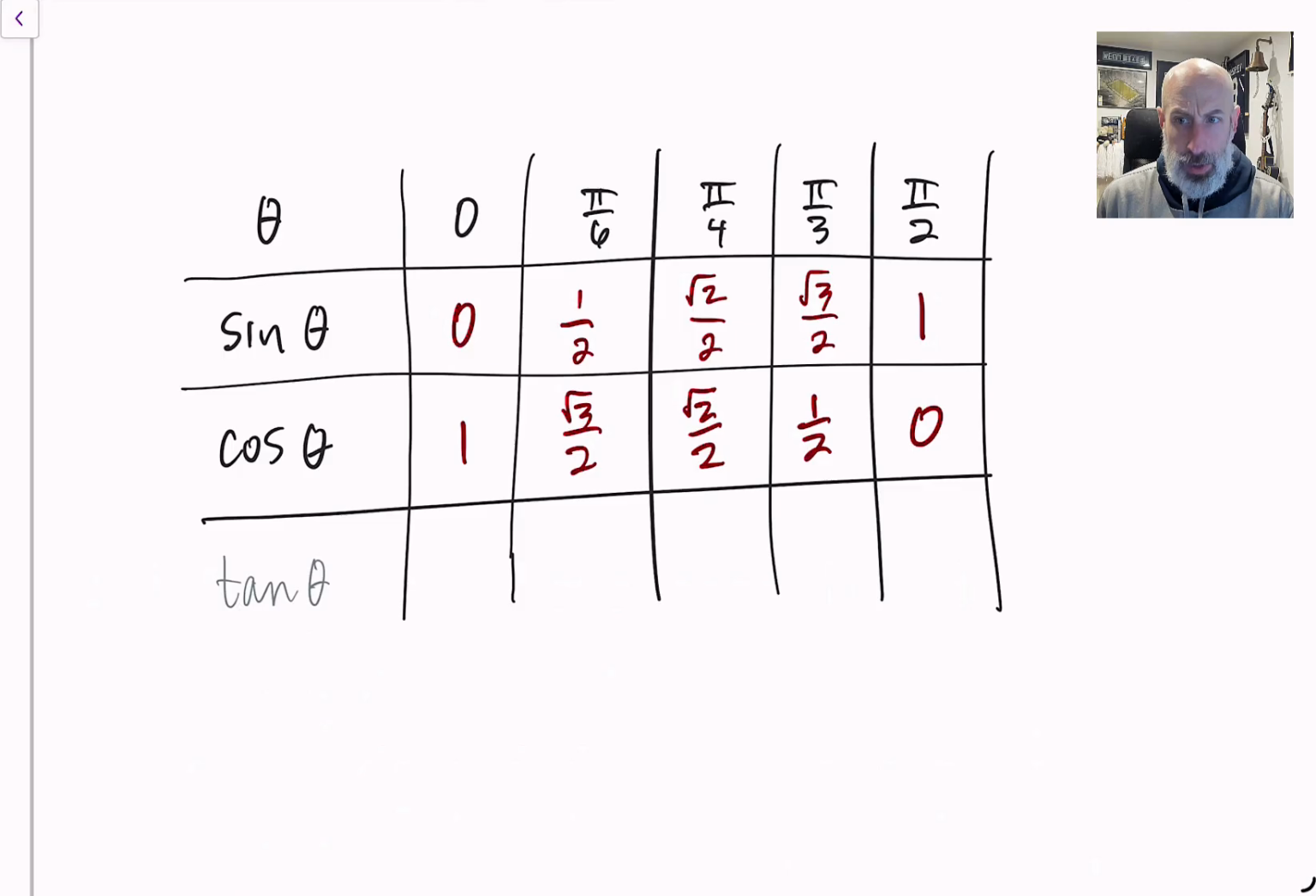I am leaving out tangent. We will learn soon that tangent is just sine divided by cosine. So something like sine divided by cosine would be 0.